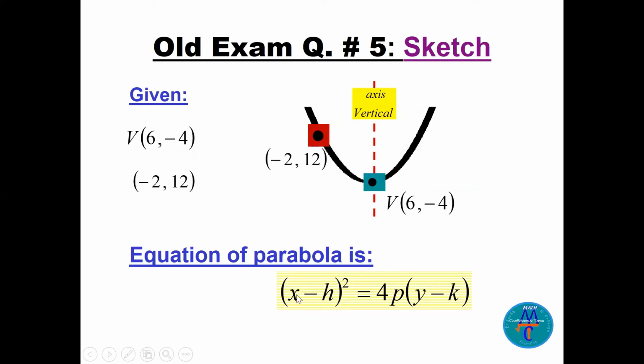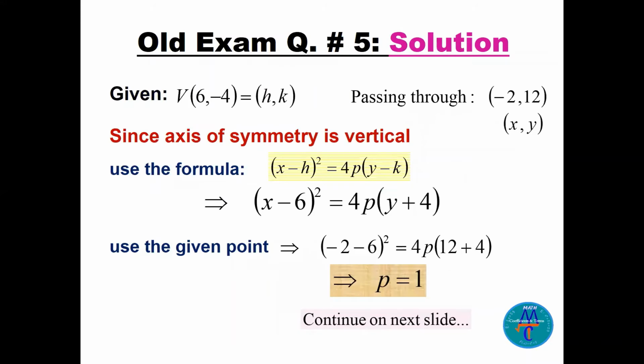So we know the equation can be x minus h squared is equal 4p y minus k. So directly I can put h and k here in the equation. We can see that on the next slide. You can try it yourself if you like. So we have the vertex hk, so I can put it here, x minus 6 squared is equal 4p, and k now is minus 4, so it will be y plus 4.